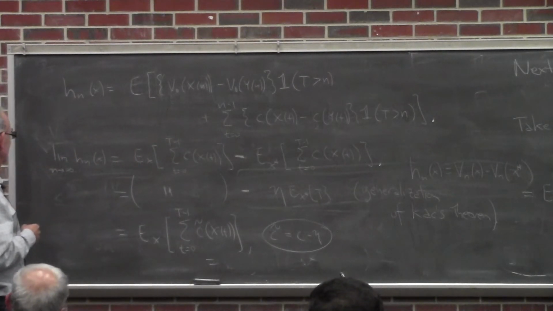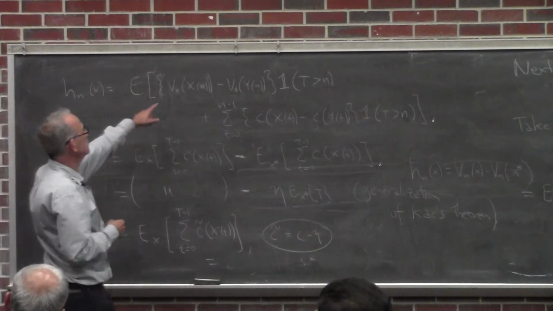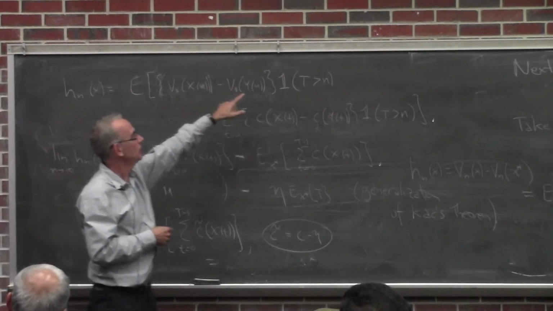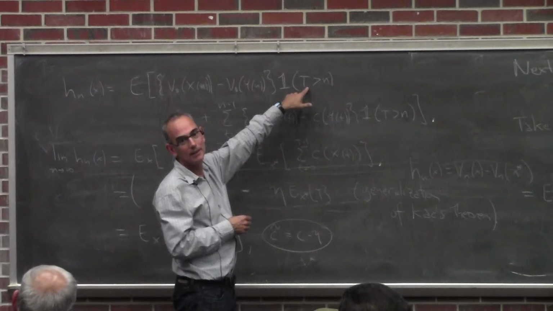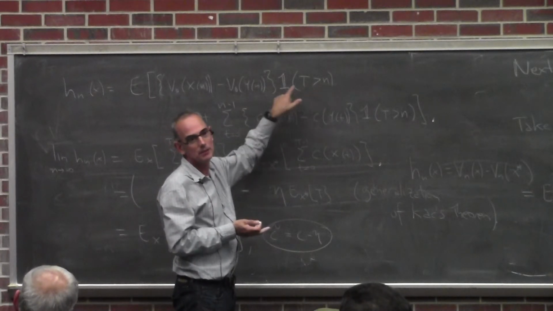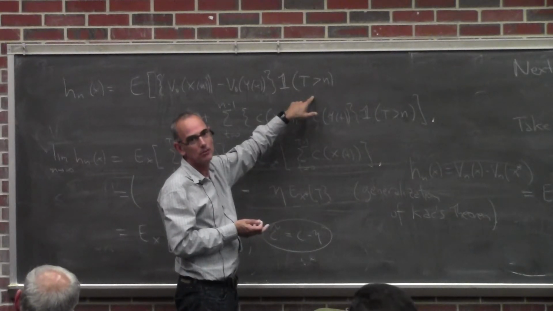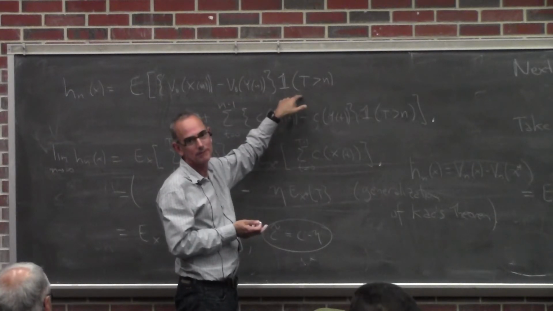What happens to the first term? Yeah, I said, let's assume v is bounded. We know that T is almost surely finite, it has a finite mean. So this goes to 0 as n goes to infinity, and this whole term disappears.